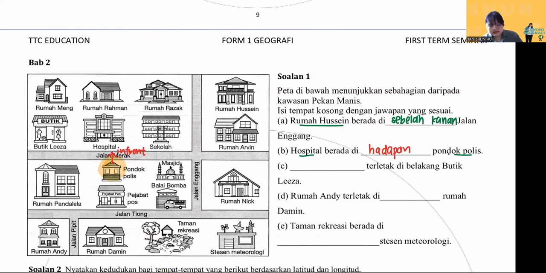Next one. They ask you, what is the building terletak di belakang butik Liza? Where's Liza? Liza is here. So Liza, the shop is always facing the road. So here is in front. So siapa berada di belakang? Yes, rumah Mink. Got it? The rest, are you okay?